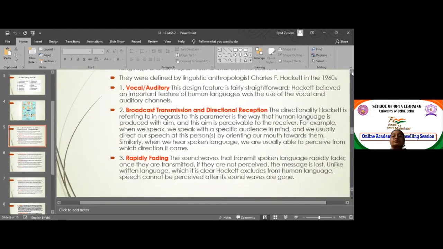Then, rapidly fading. The sound waves that transmit spoken language rapidly fade once they are transmitted. If they are not perceived, the message is lost. Unlike written language, which Hockett excludes from human language, speech cannot be perceived after its sound waves are gone. The words that I'm using right now, after they have left my mouth, will disappear. It's not like you're hearing echoes of my voice whenever I'm speaking. As soon as the sound escapes my mouth, it disappears. It is not going to stay in the air.